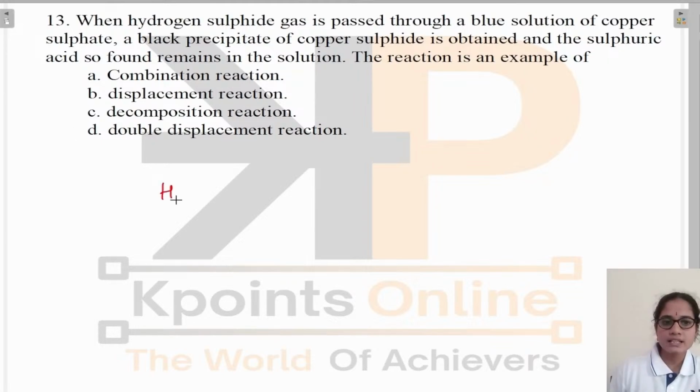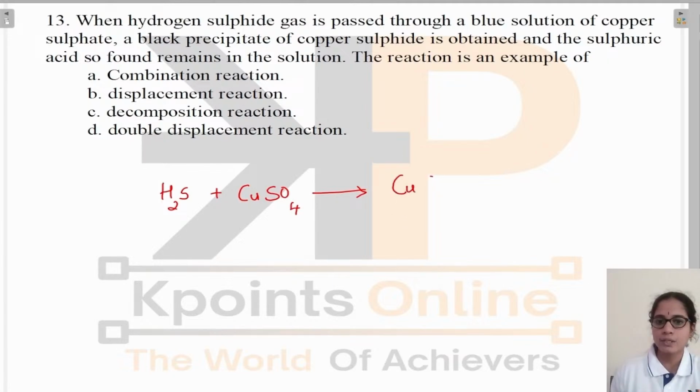Okay. Hydrogen sulfide gas is passed through copper sulfate, CuSO4. Then what is obtained? A black precipitate of copper sulfide is obtained here. So I obtain CuS. And the sulfuric acid so formed, they have also given that sulfuric acid is formed, H2SO4. Yes, this is the reaction that is happening. Then the question here is, the reaction is an example of which type of reaction?